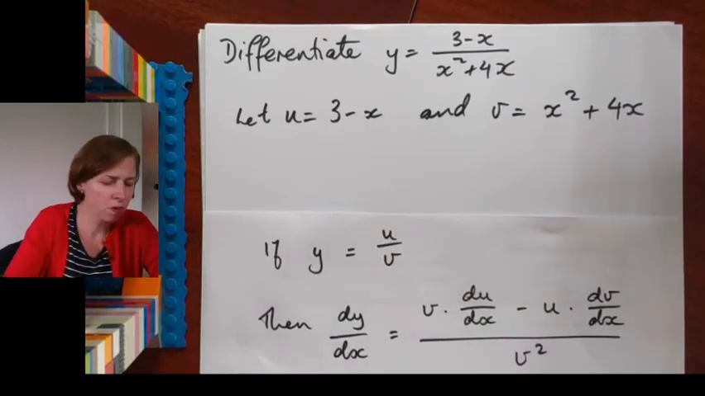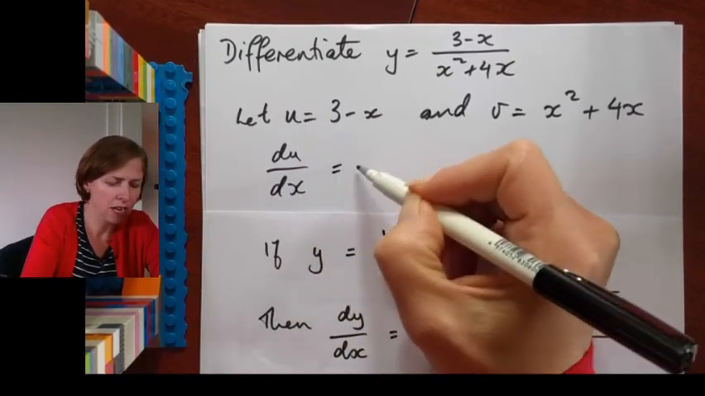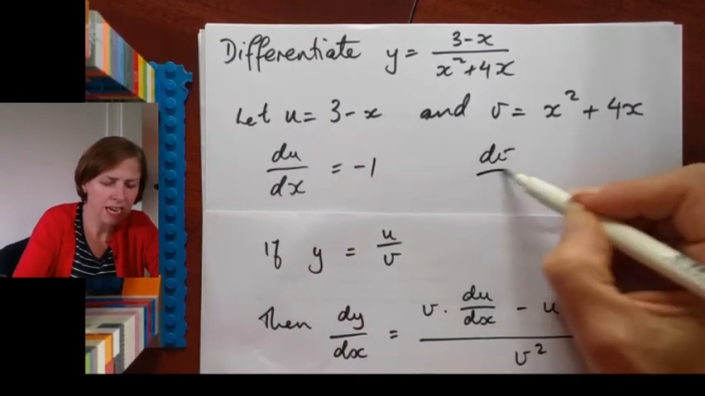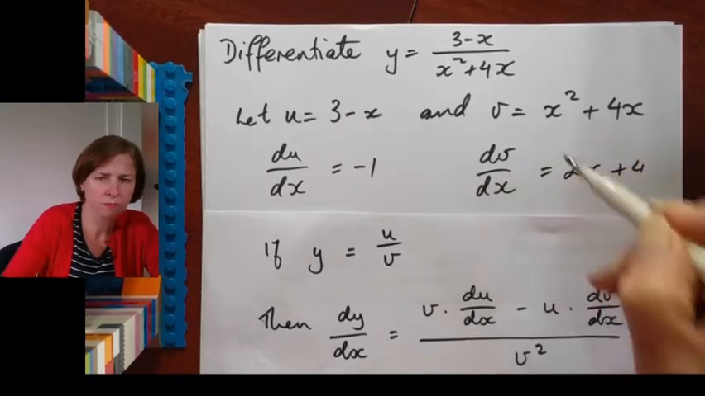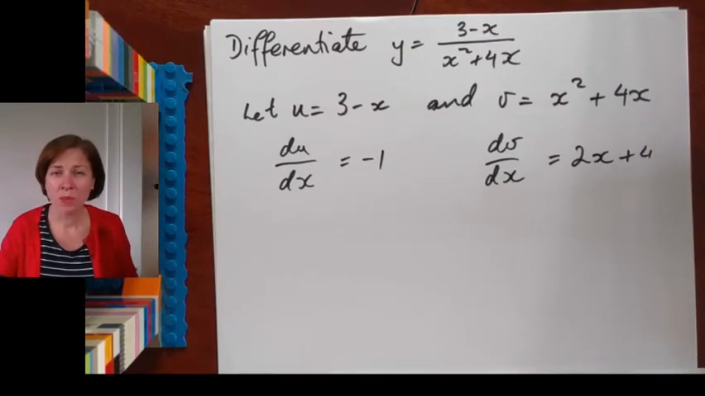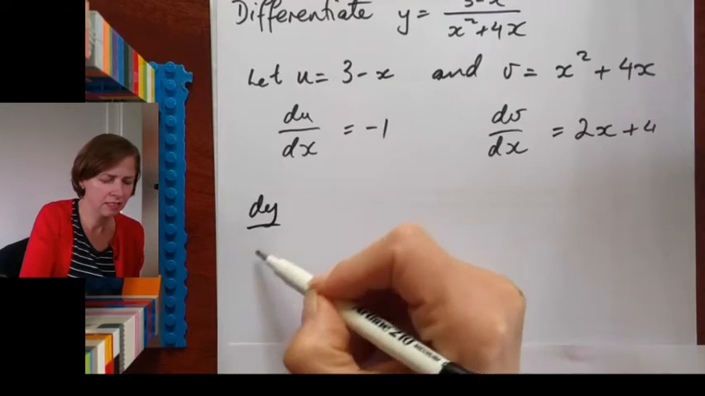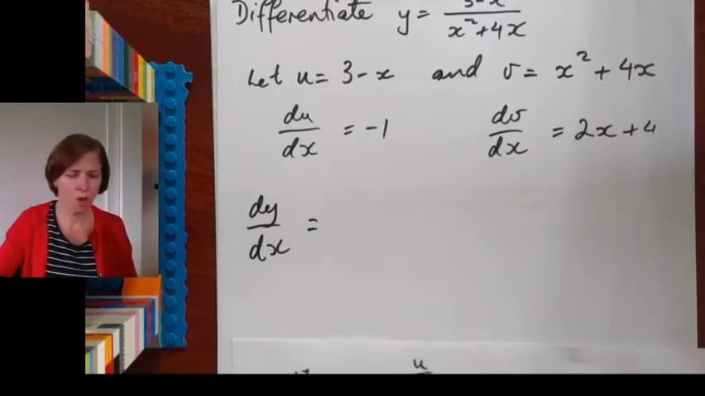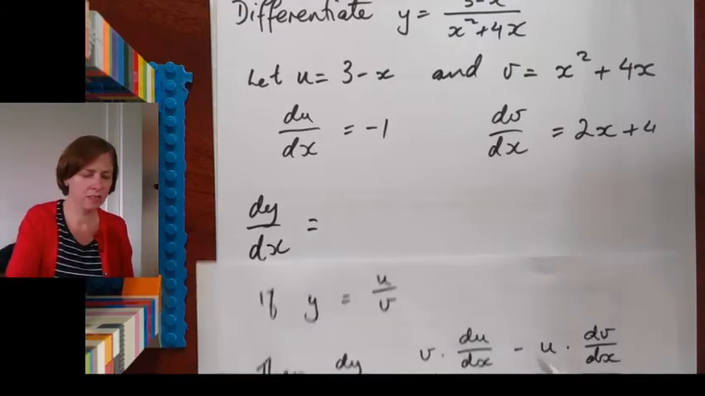Now I'm going to find the derivatives of both of those. du/dx is going to equal -1. dv/dx is going to equal 2x plus 4. Okay. Now I'm simply going to write out my quotient rule. dy/dx equals, and I'm copying it straight from here to make sure I don't make any mistakes.